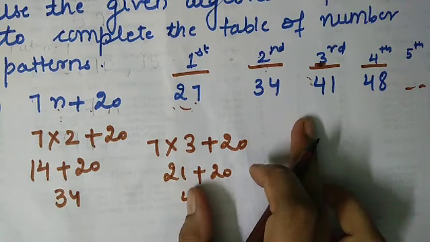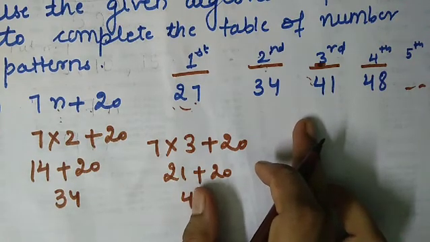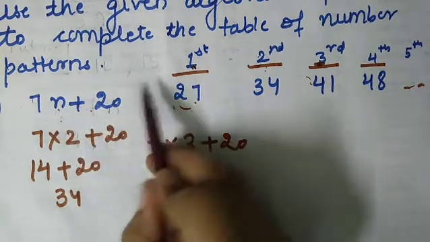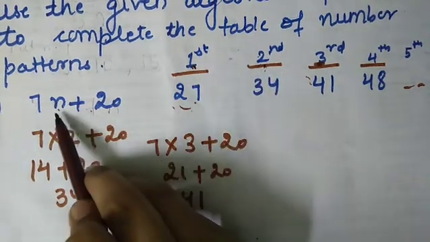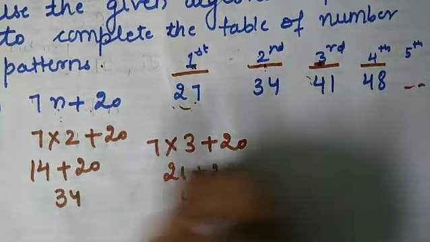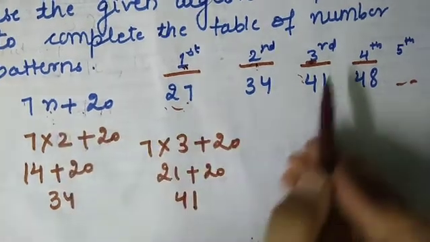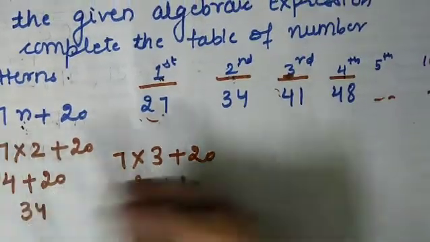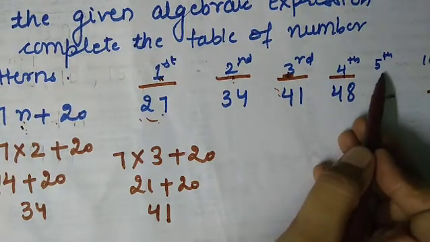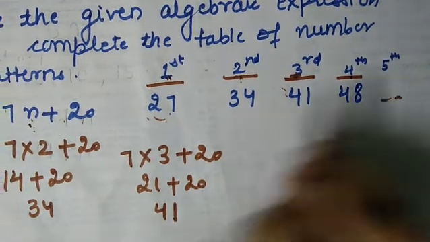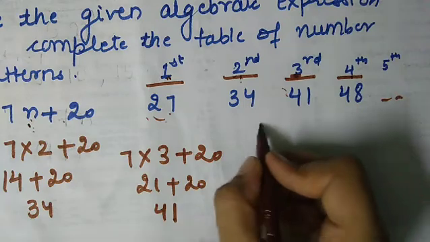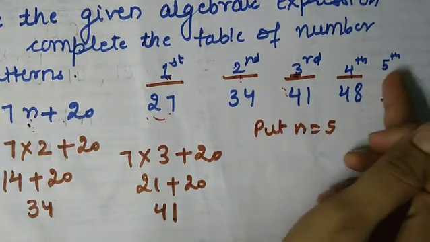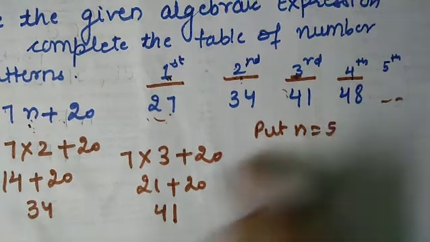These terms you will get when you put n equal to 1, as it is given first. So you have to put n equals 1. Here 2 is given, so you have to put n equal to 2. Here 3 is given, so put n equal to 3. Here the fourth term you are finding, so for that put n equal to 4. And now we have to find the fifth term. Okay, so in this expression we will put n equal to 5, because we are finding the fifth term. Here it is written fifth, so I will put n equal to 5.